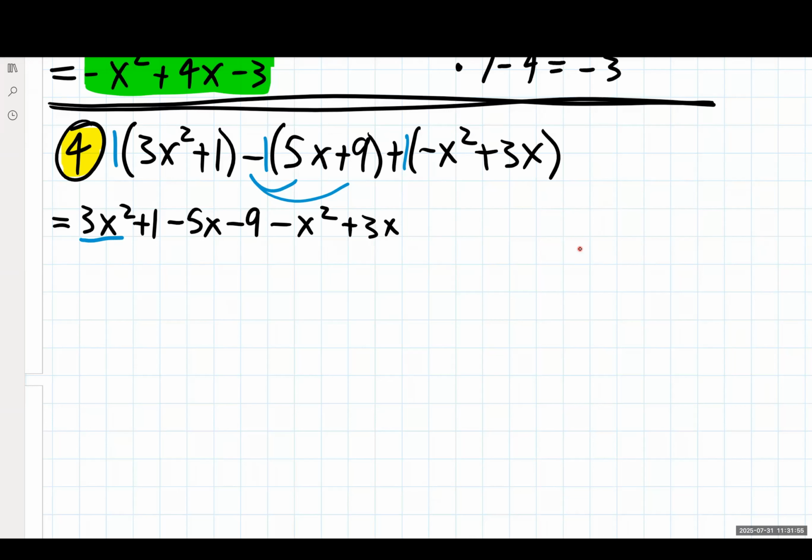So I have 3x squared and I have negative x squared. Okay, so those things are going to combine together. I have a plus 1. And let's see, where else do I have? I've got a minus 9 here, so another constant. Okay, no other constants showing up. And then I have a minus 5x and a plus 3x. Okay, so those things can combine together.